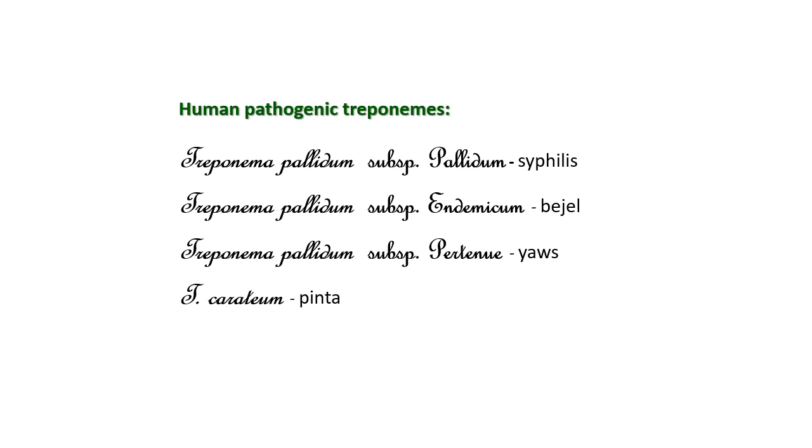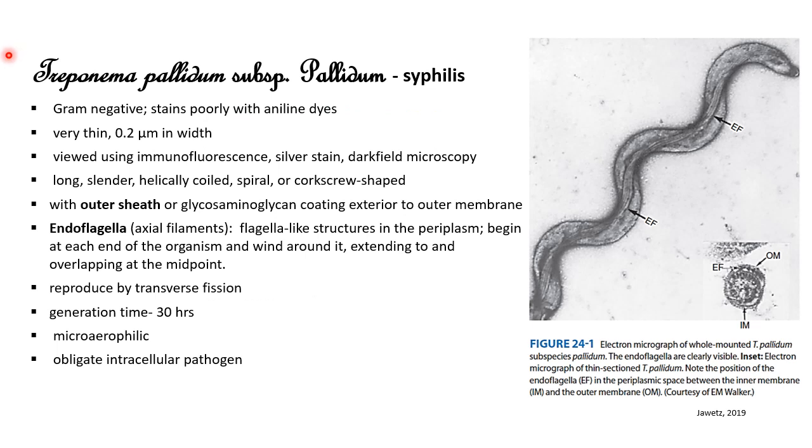There are also species that are not pathogenic to man, as for example Treponema denticola, which is found in the oral cavity. We're going to discuss in particular Treponema pallidum, subspecies pallidum. The spirochete is gram-negative, but because it stains poorly with aniline dyes, gram staining is not done to study it.